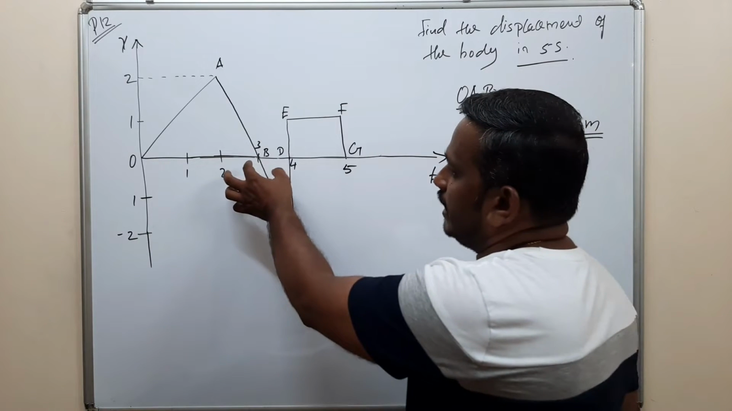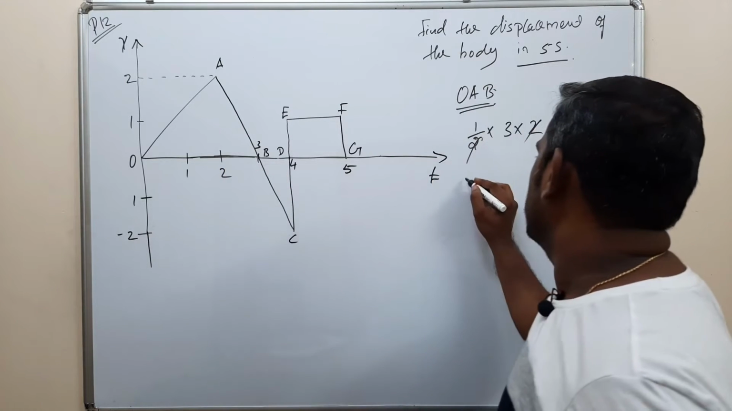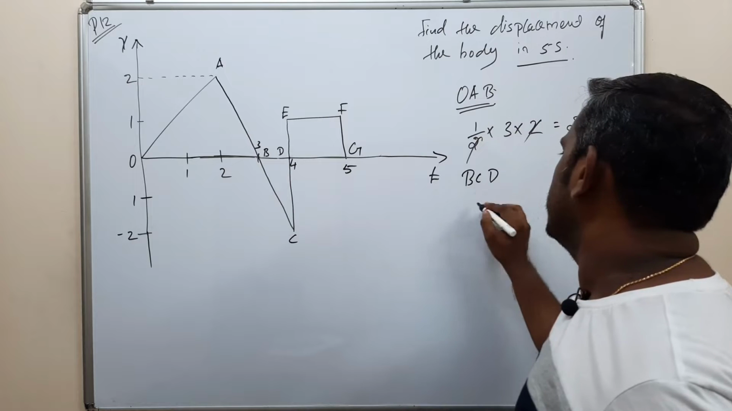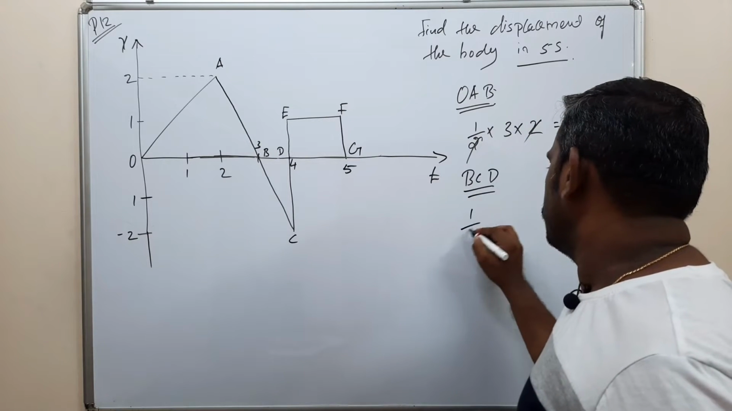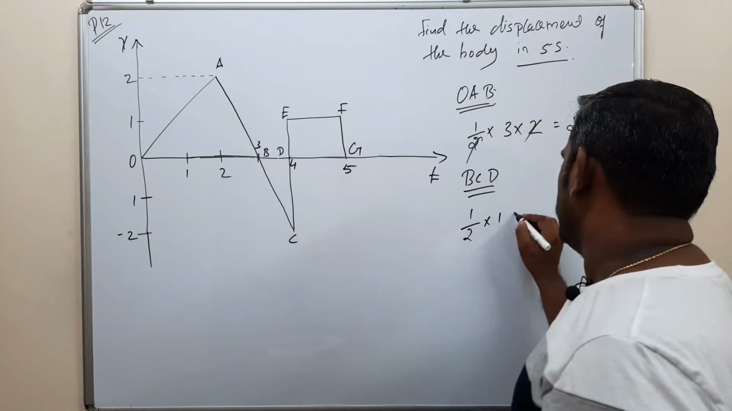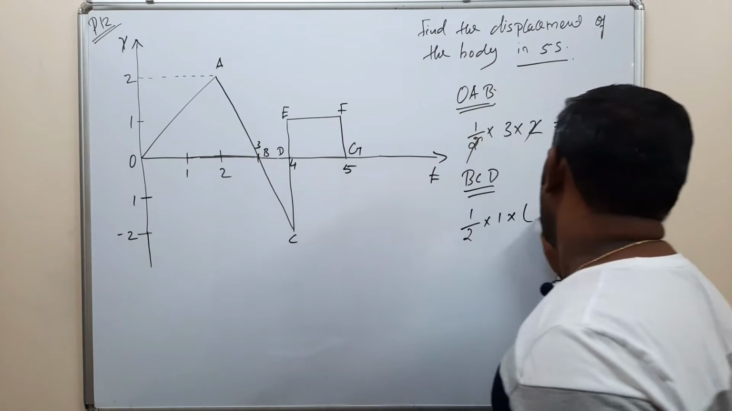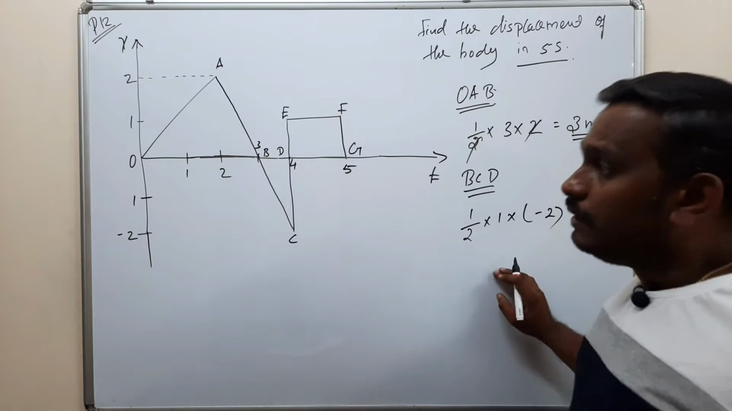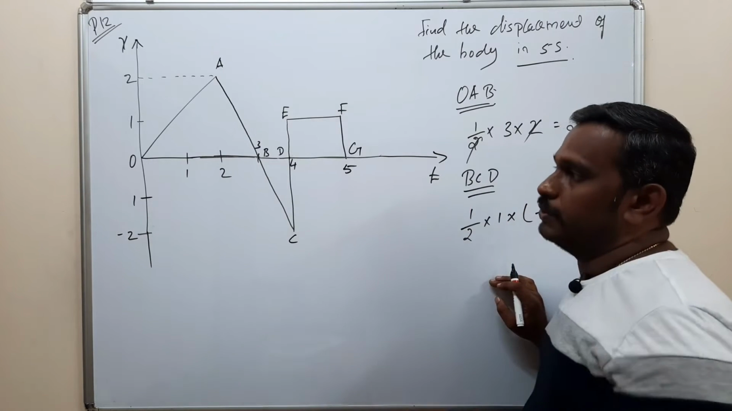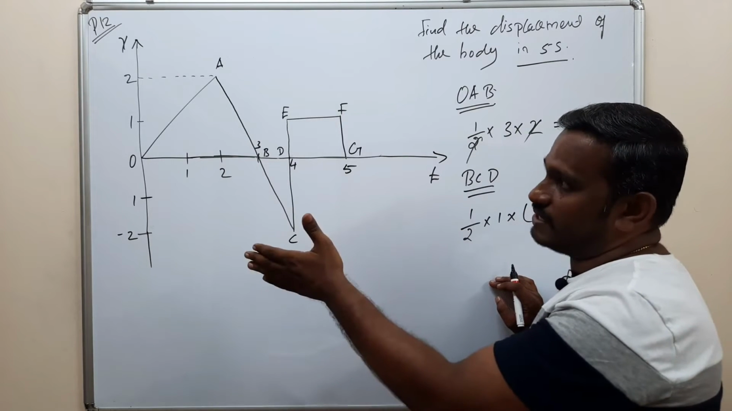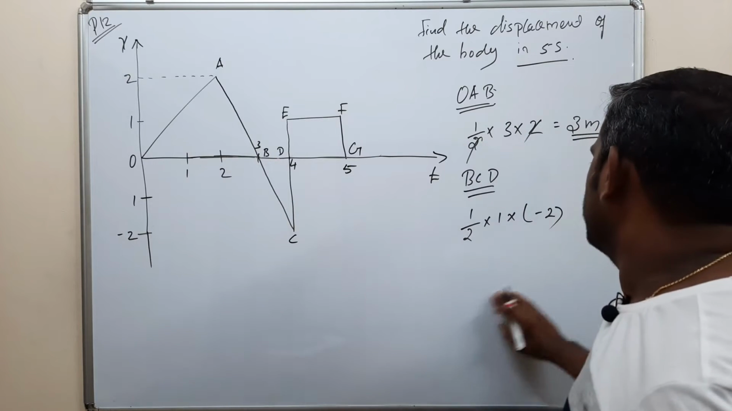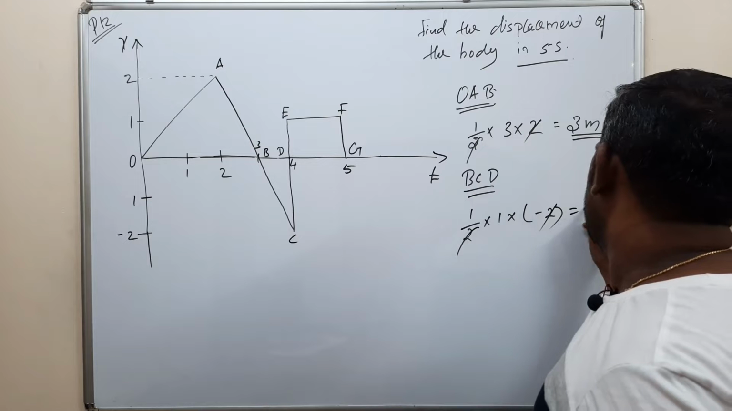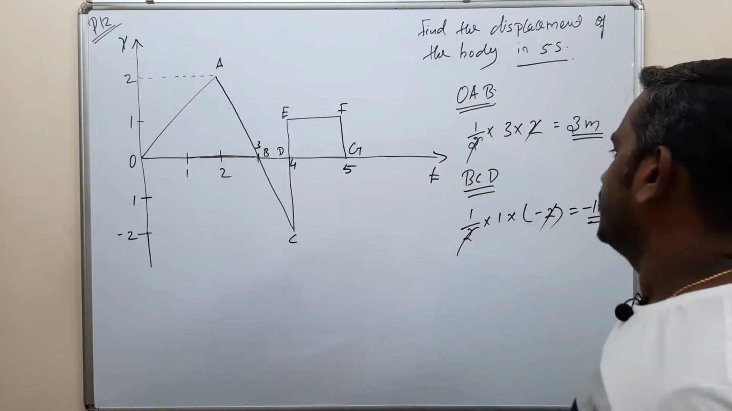Then consider the triangle BCD. What is the area? That is half into base, which is 1, into height, which is -2. That is negative displacement. Negative velocity means negative displacement, that is the body comes back. So 2 cancels, that is equal to -1 meter.